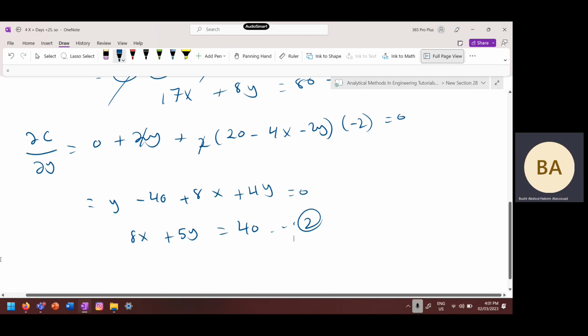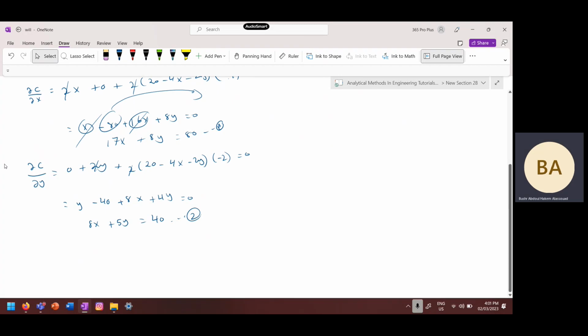So you can use these two with any method that you like. You can use the matrices, you can use substitution method, you can use any method that you like. Since calculator is not allowed in this course, you can use any method that you learned previously. Anyway, the answer for these two: x will be equal to 80 over 21 and y is 40 over 21.